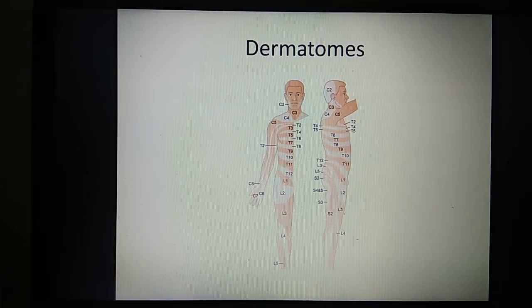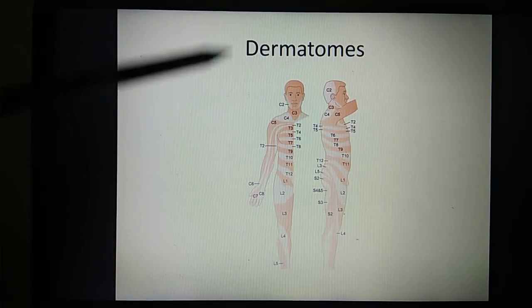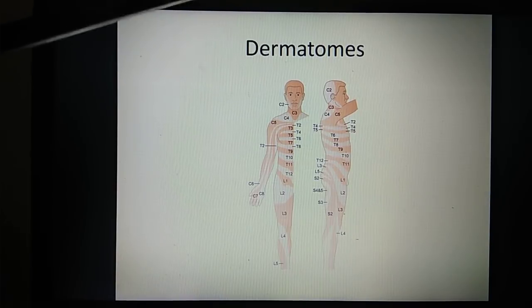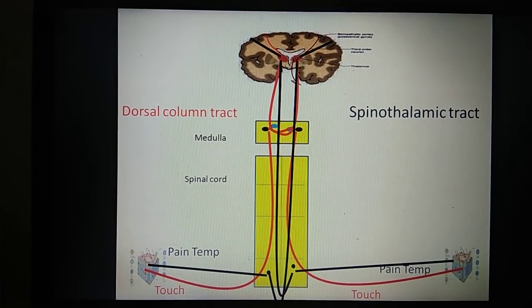Is it clear? That is the importance of knowing our ascending tracts, the level of crossing and the sensations they carry. And we should have knowledge of the root values of each and every nerve and the areas innervated by them, so that through dermatome knowledge we can exactly localize which part of the spinal cord is affected. Okay, I will move forward now.